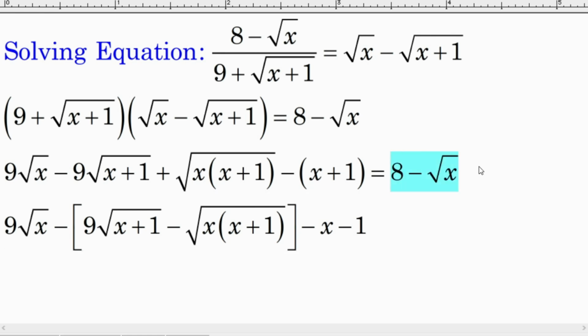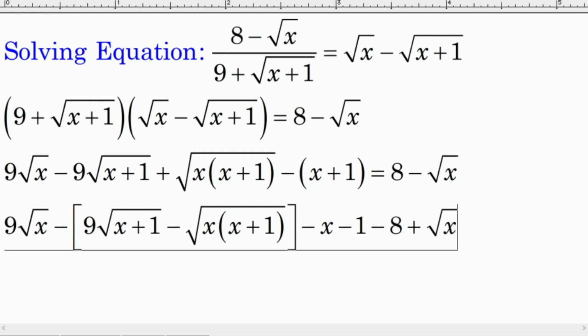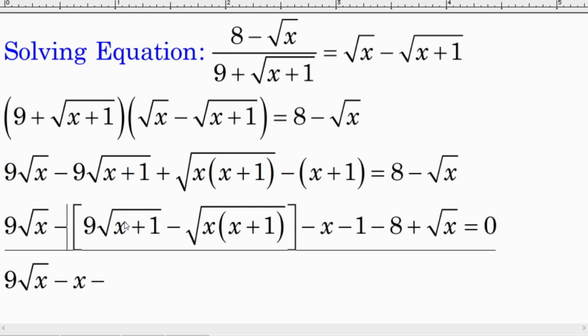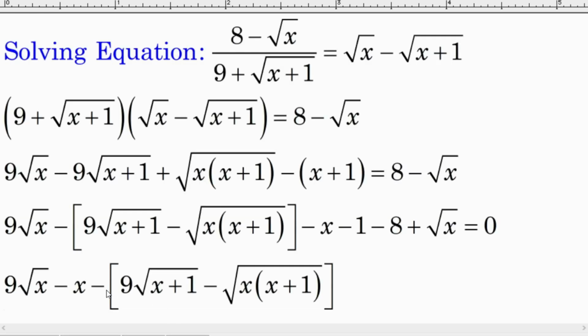And now I can move the right hand side to the left hand side. So the sign will change to negative 8 and then positive square root of x equal to 0. Okay, then now I can take 9 square root of x and move negative x closer to this term. Okay, and then minus with this. And now we have negative 1 and negative 8, then it will be negative 9 and then plus square root of x equal to 0.